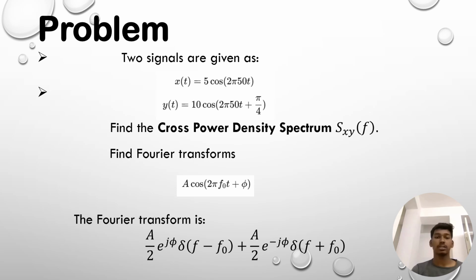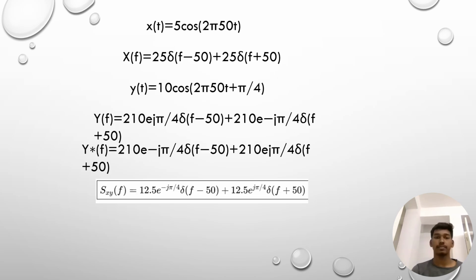The Fourier transform is A by 2 e power minus j phi delta of f minus f naught plus A by 2 e power j phi delta of f plus f naught. We are applying this in the earlier formula. X of f is equal to 25 delta of f minus 50 plus 25 delta of f plus 50. If we solve the problem, we get the PSD as 12.5 e power minus j pi by 4 delta of f minus 50 plus 12.5 e power j pi by 4 delta of f plus 50.